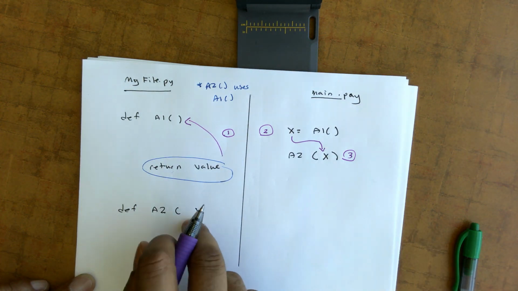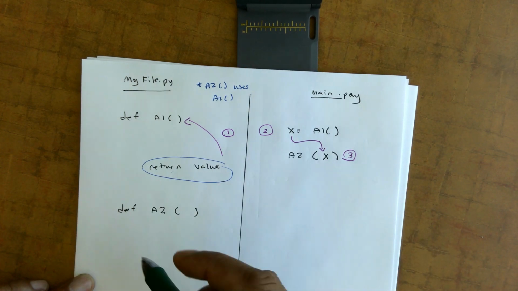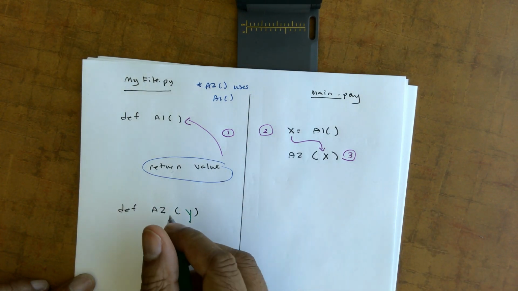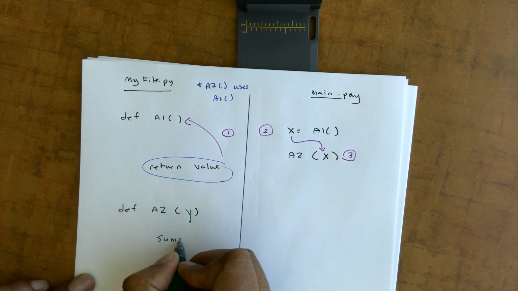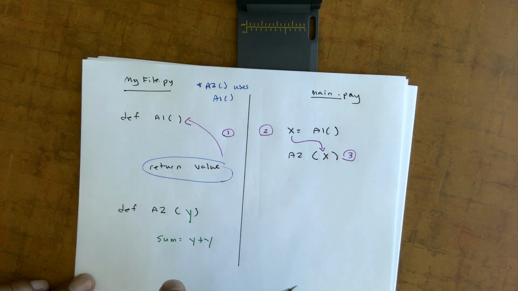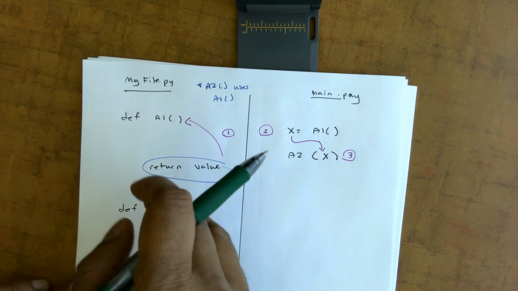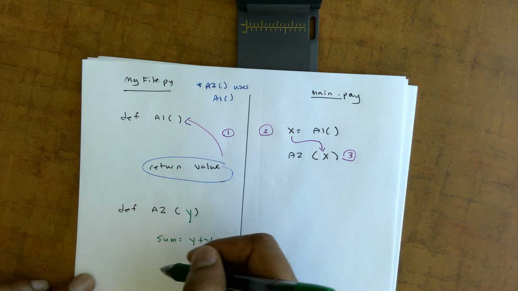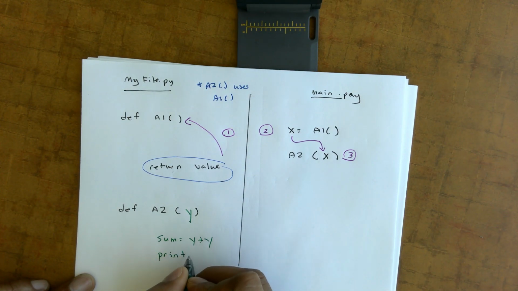Now I have to have a value here. Well, I can have a different value or a parameter called y. And then I can use y as, let's say, the sum of y plus y, whatever. It doesn't really matter. But there's no return here because the return value is only needed if another function is going to use it or if you use it somewhere else. We're just printing it out here. Let me just say print sum.